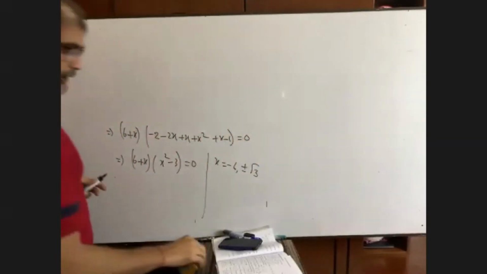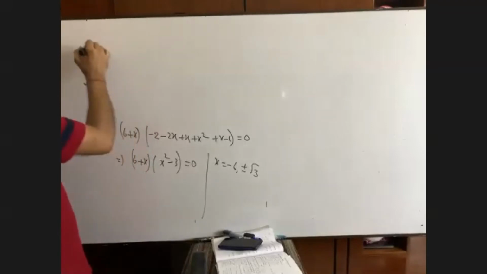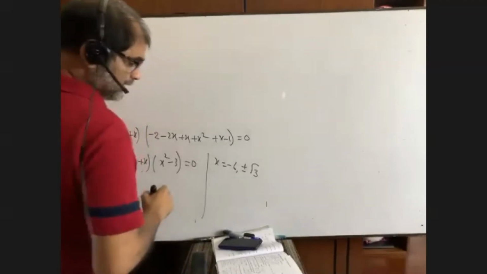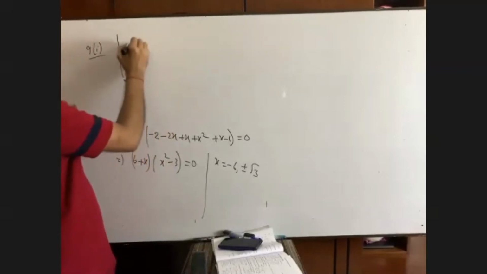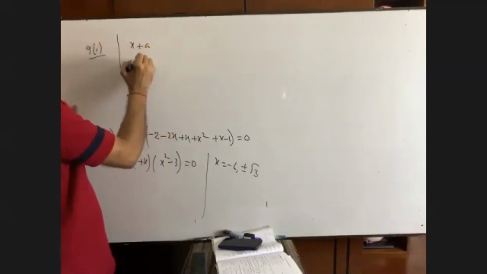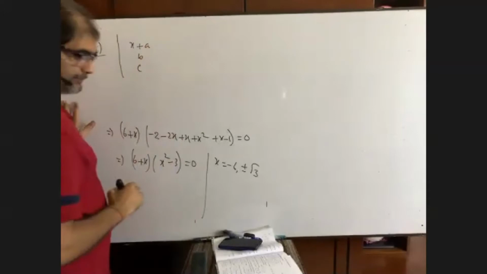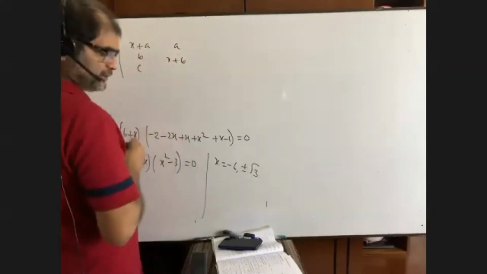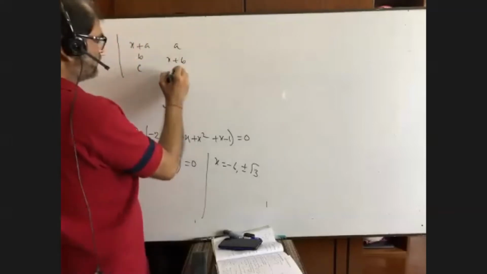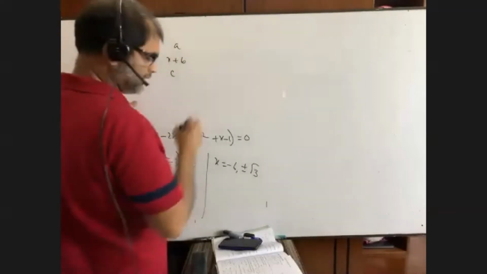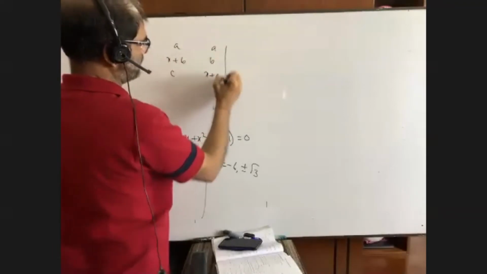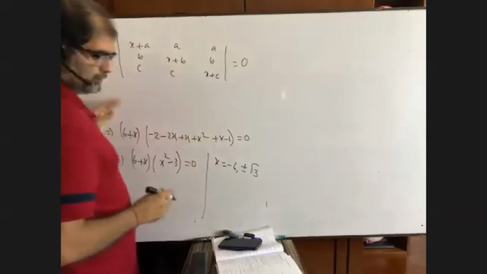Okay. Now you see question number 9.1. The determinant with rows x plus a, b, c; a, x plus b, c; a, b, x plus c is equal to 0. Can you do this?